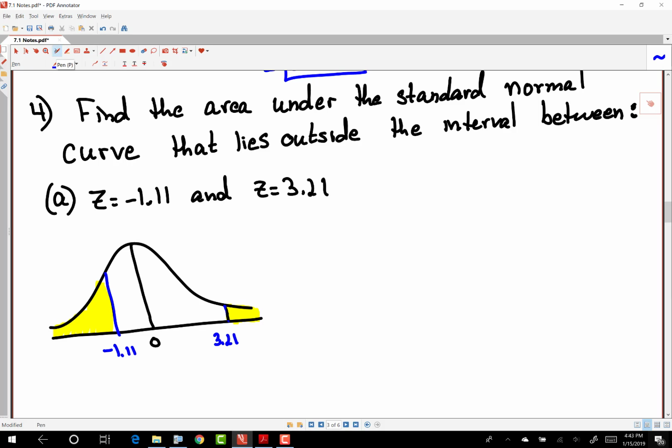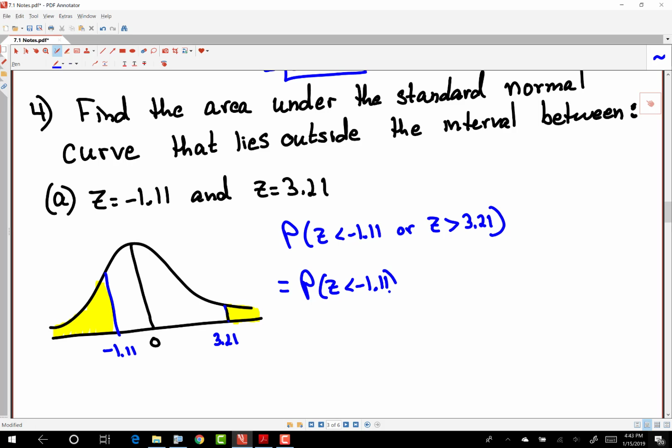So we're finding the probability that z is less than negative 1.11 or z is greater than 3.21. That's what we're finding. It's an or probability, so we're going to add them together. We're just going to calculate each of them. The first one is easy. It's to the left, so you're just going to find that number in the table. Plus, for the second one, remember that to do an area to the right, we're going to do a 1 minus. So this will be 1 minus the probability that z is less than 3.21.